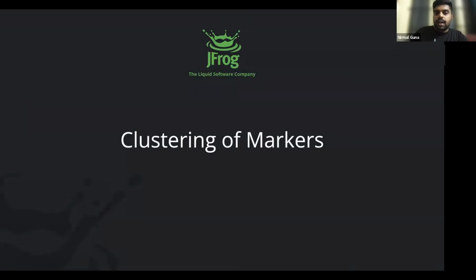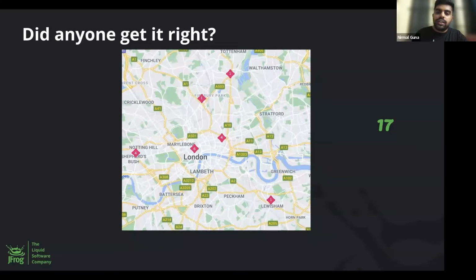So clustering of markers. The right answer was 17. Some of the markers were on top of each other, but many people got it right. If it was one, I would have given a shout out, but a lot of people got it right. So maybe I should search for something else, or give me a suggestion for next time on what is very popular in Canada, maybe Toronto. Maybe I'll do that. I'll update the map. It's time to update, I guess.